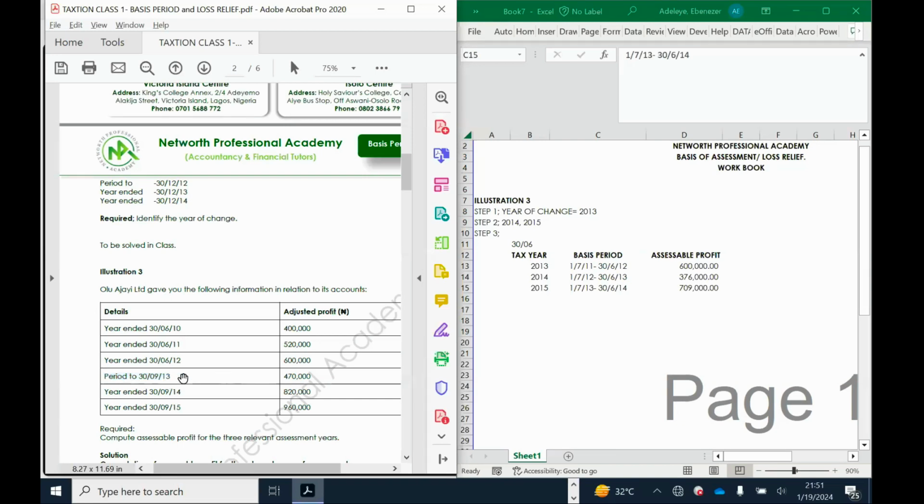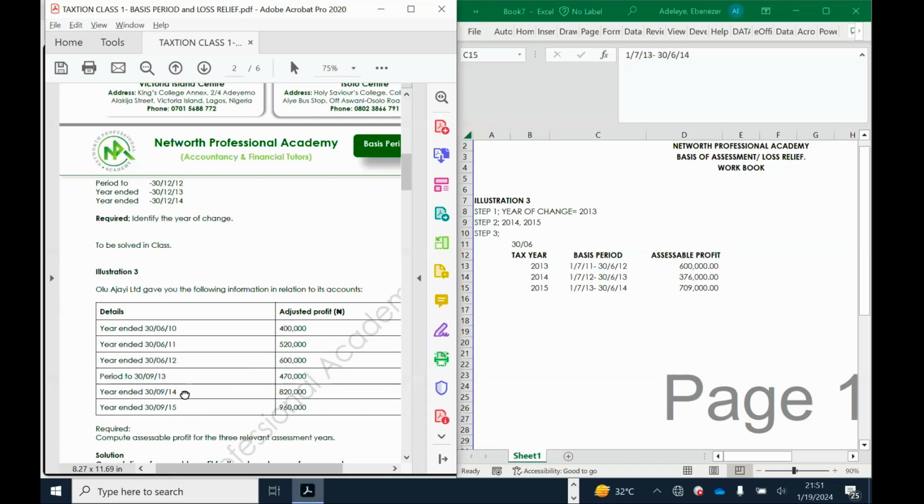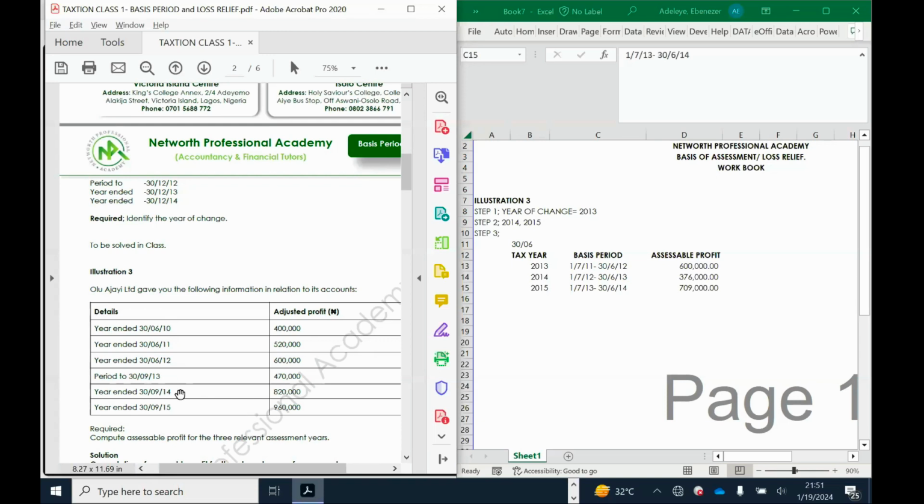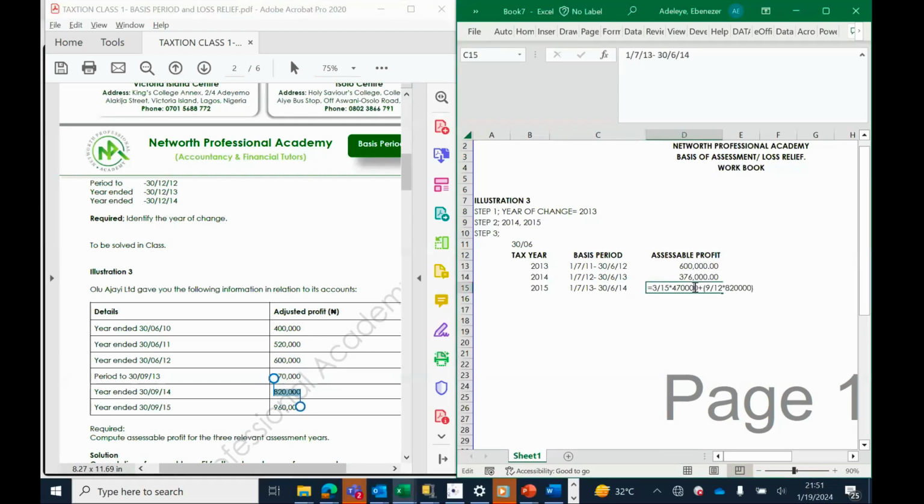So since this is a 15-month period, that will now be 3 divided by 15 times 470. But that is only 3 months out of it. The remaining 9 months is within this. And because this year to this year, 2014 to 2015, under the new accounting date, is now a 12-month period, we will now do 3 divided by 15 times 470 plus 9 divided by 12 times 820. And that is what we have done here.